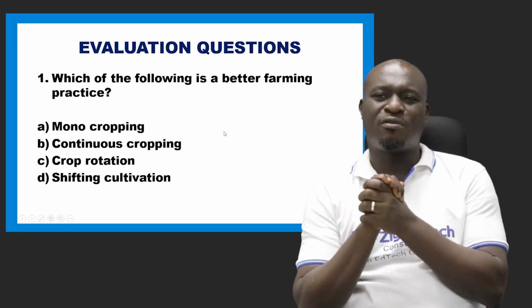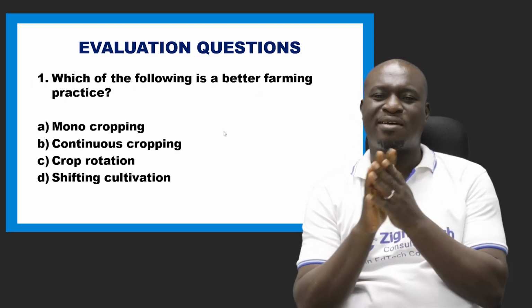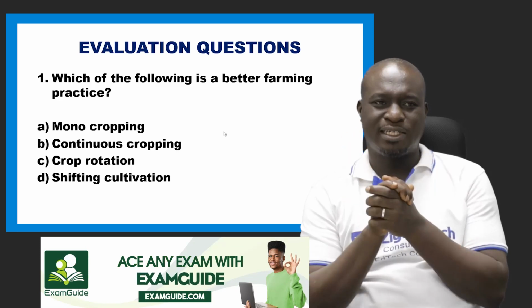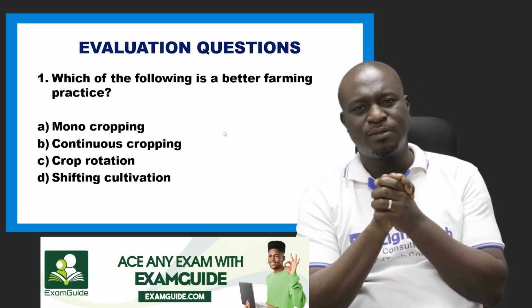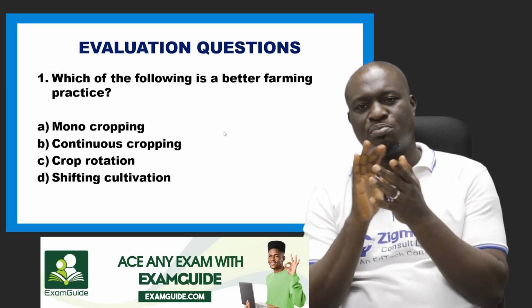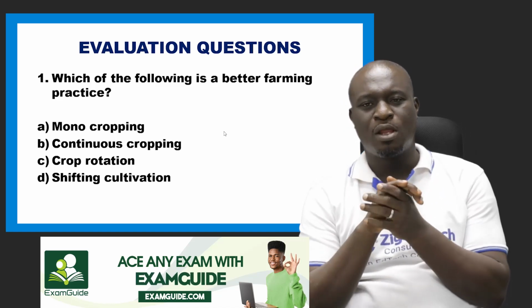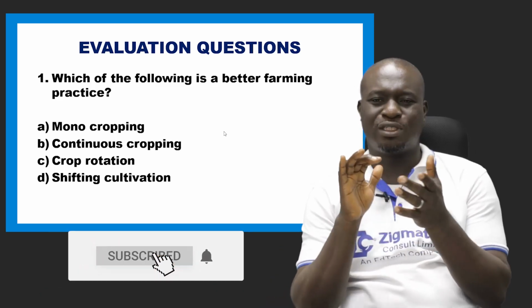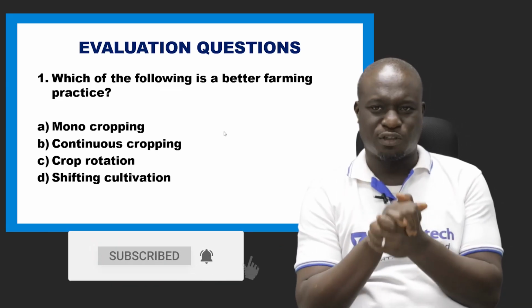They said, which of the following is a better farming practice? Now we have option A, monocropping. Option B, we have continuous cropping. Option C, we have crop rotation. And then option D, we have shifting cultivation.